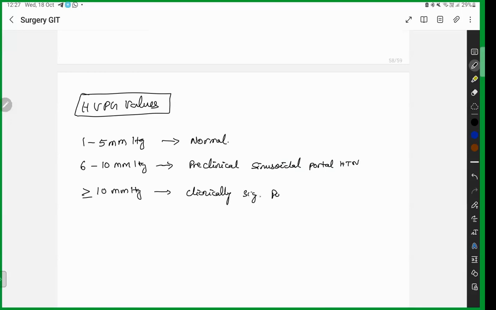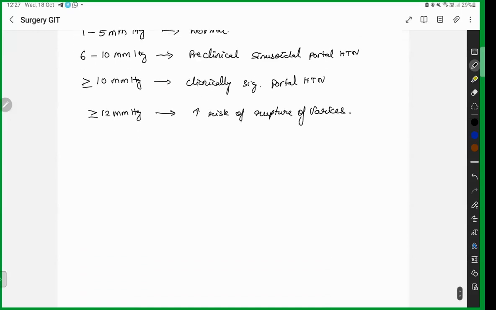Portal hypertension. And number 4 is going to be more than or equal to 12 millimeter of mercury. More than 12 millimeter of mercury, it's going to be increased risk of rupture of varices. Okay, these are the 4 important prognostic indices which you need to remember. And now we are going to move towards portal vein thrombosis.